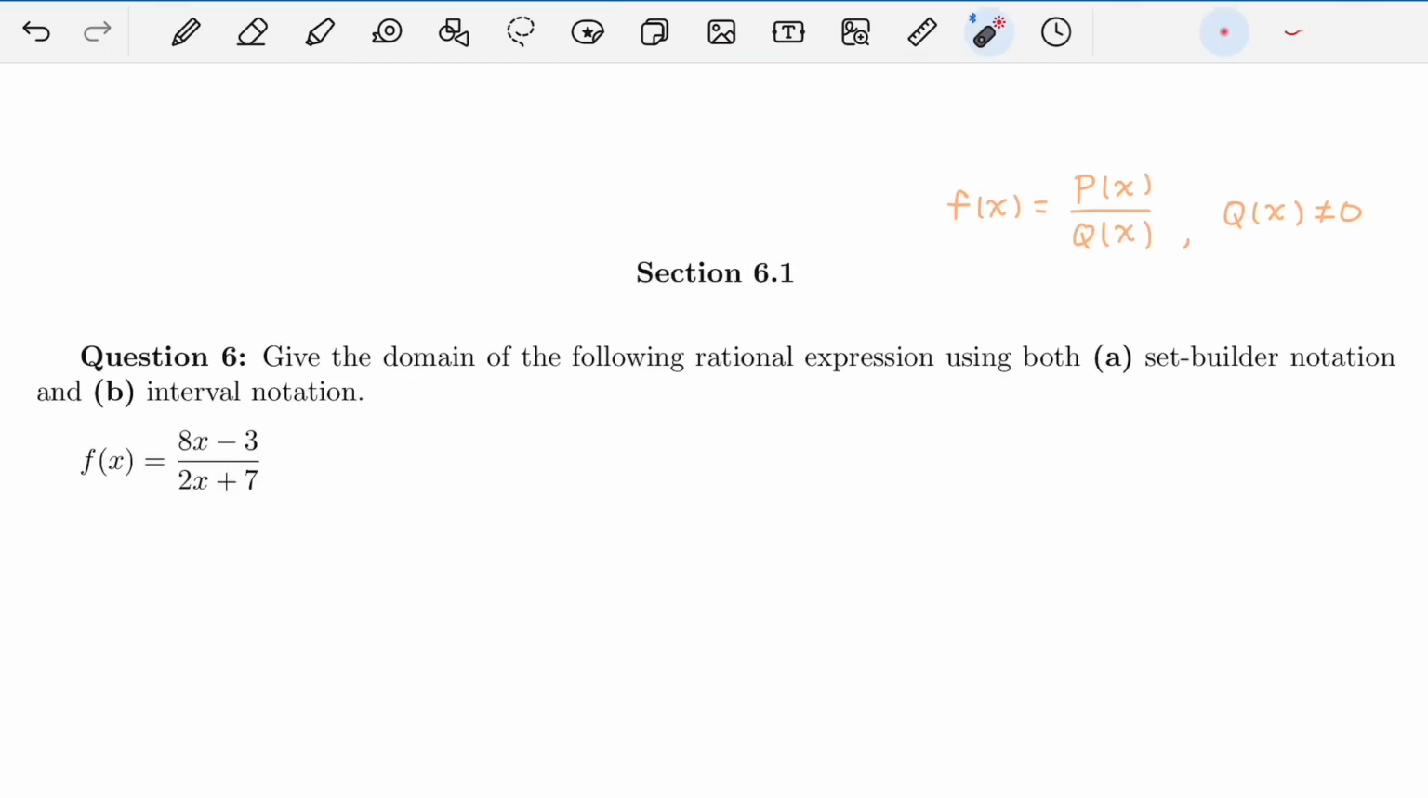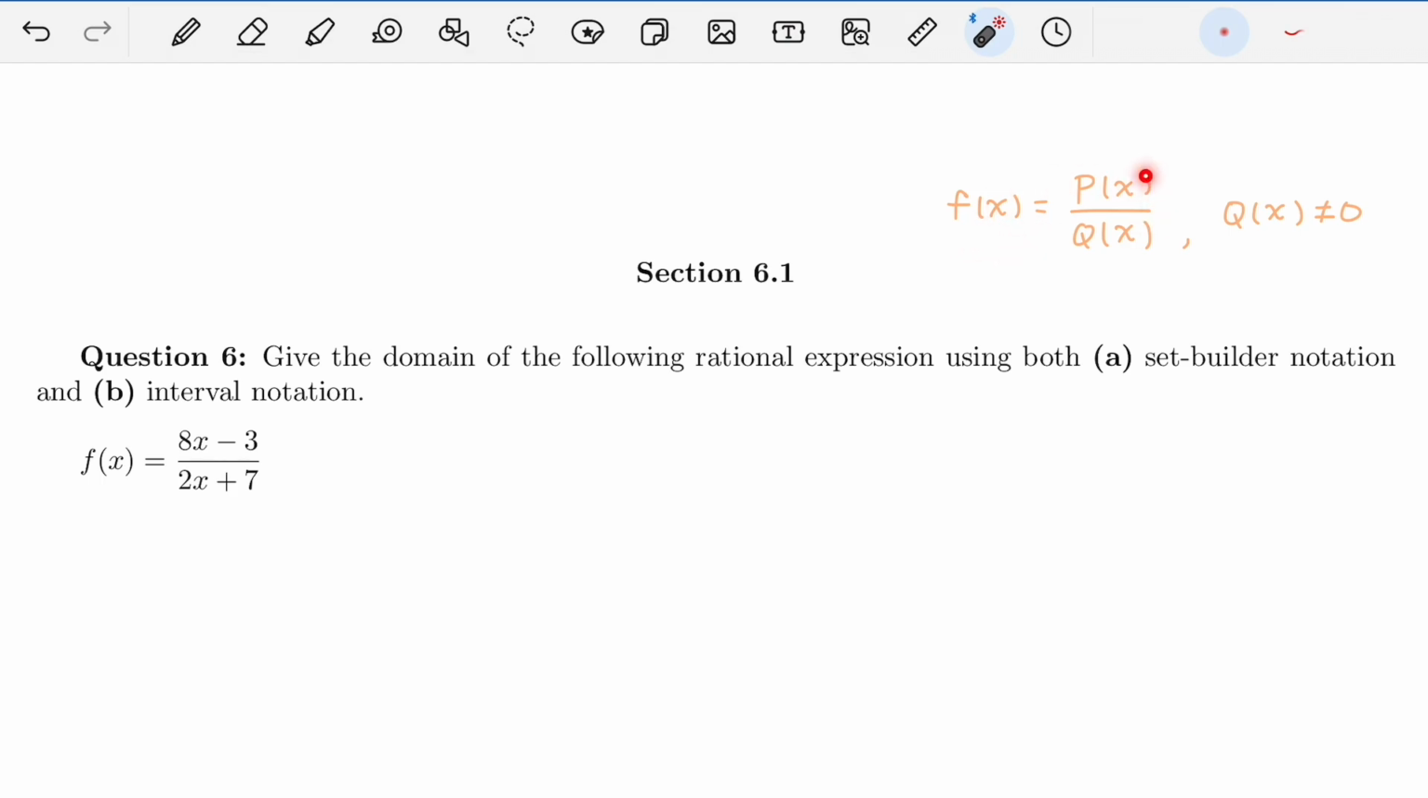All right, so this brings us to section 6.1 here, and we're going to start with this question. We want to give the domain of this rational expression using both set builder and interval notation. But before we start, just a quick reminder of what a rational function is. It's a function that's defined by a quotient of polynomials. So that's what this looks like here in the right-hand corner. This would be a rational function.